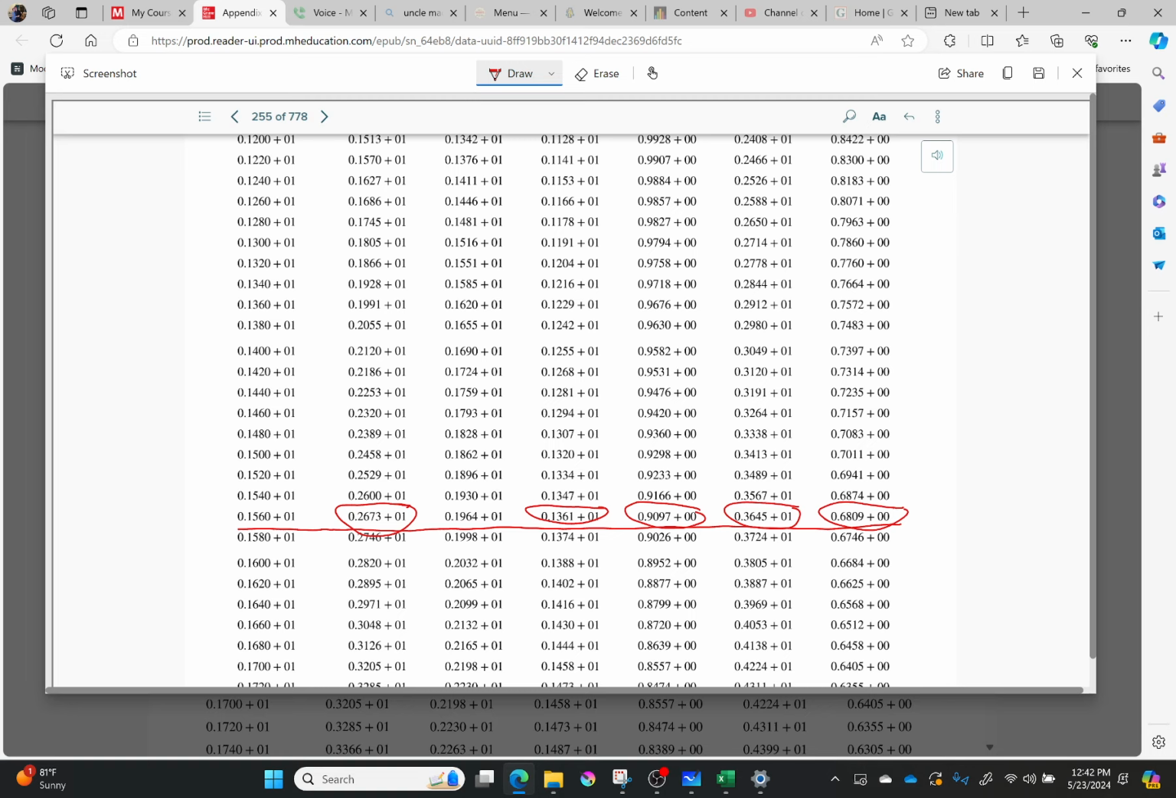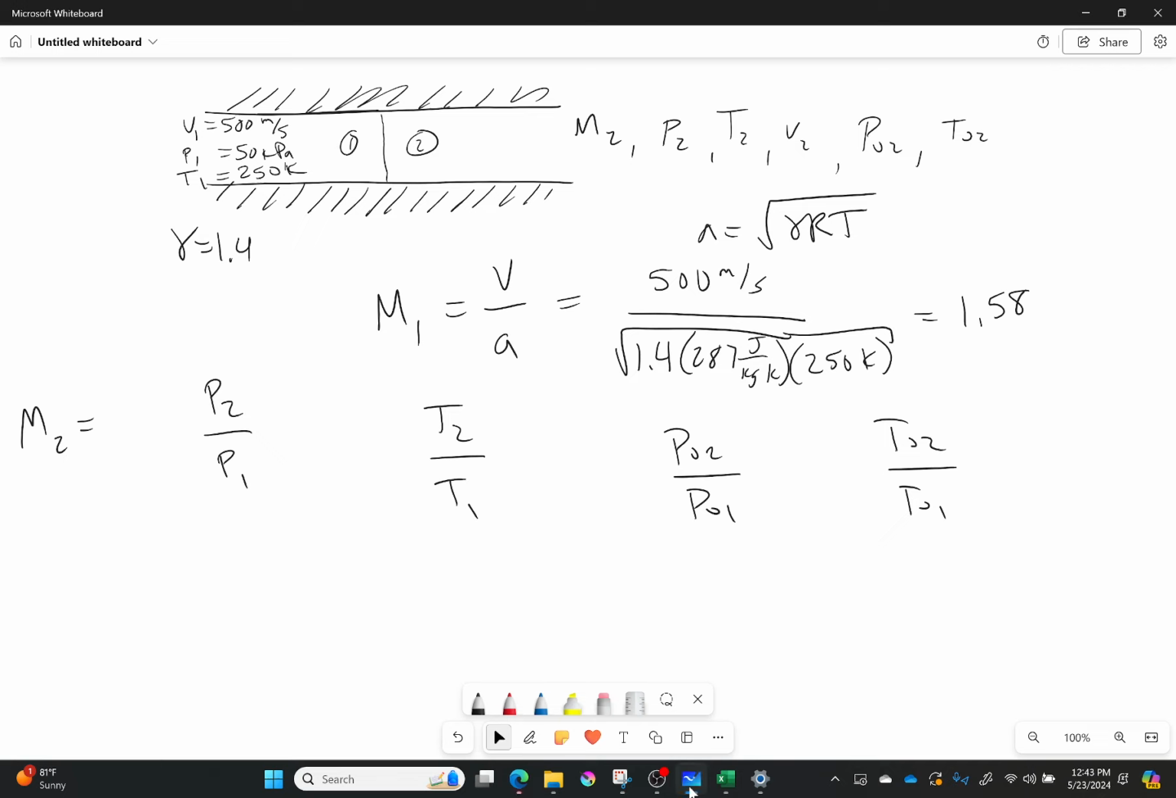Oh, my Mach number is 1.58, not 1.56. I was off by one row. Sorry about that. Here we go. I can circle the right things if I try. So there they are one more time. There we go. We got the values now. So let's put those into our problem now. Not to worry, I'm going to write them down for you.